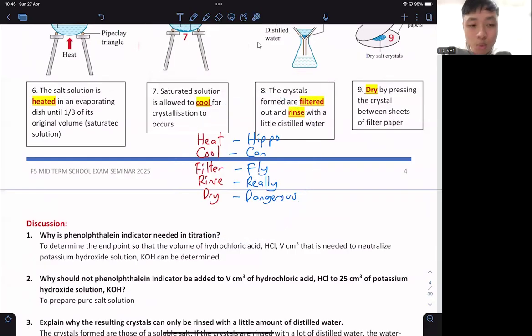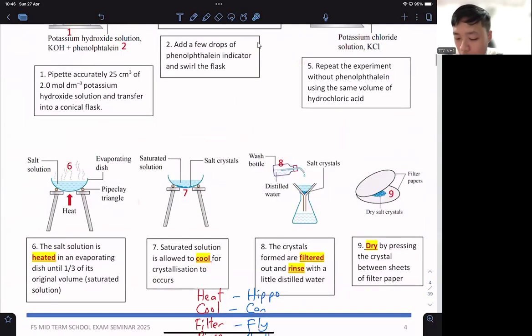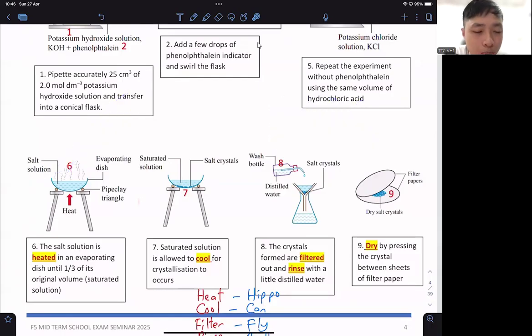But of course, in the exam you don't just say the procedure heat, cool. You have to explain. So the salt solution is heated in an evaporating dish. The evaporating dish is just to make sure you can evaporate the extra water faster. Let's say I get KCl and H2O. I want to get a pure KCl, so I don't want any water. I heat the water out to make sure the water evaporates.